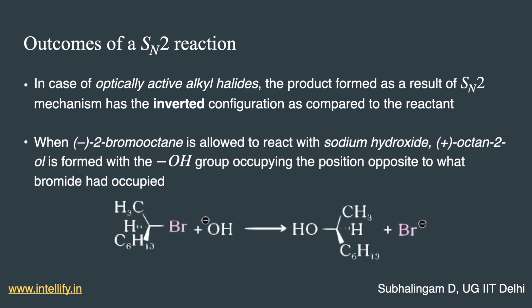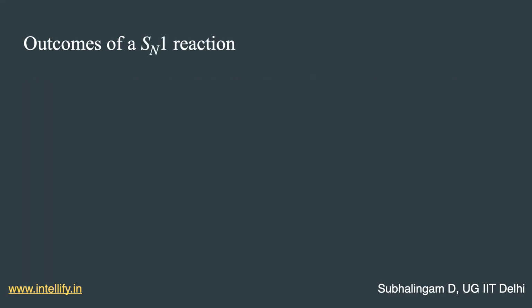So this is the reaction, and you see that the spatial orientation of each group has been inverted, so we call it inversion. Now let's look at the outcomes of an SN1 reaction. We should be expecting a racemic mixture. So let's move on.